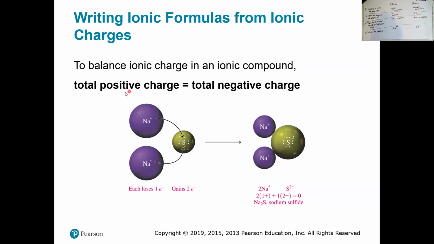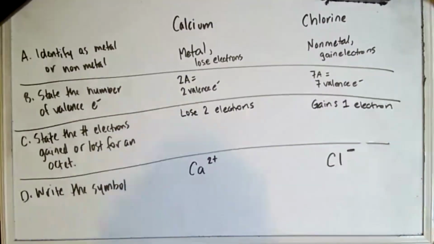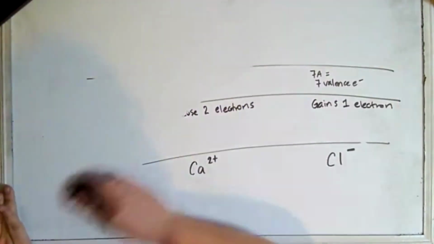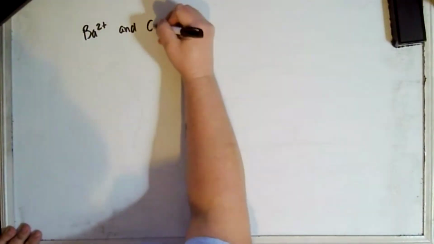So this is the big idea here. The total positive charge that's present has to equal the total negative charge that's present. That's how you know how many of each ion you're going to need. Okay, so we're going to look at a few examples. Our first example has us writing out the ionic formula of the compound formed with barium ions and chloride ions.